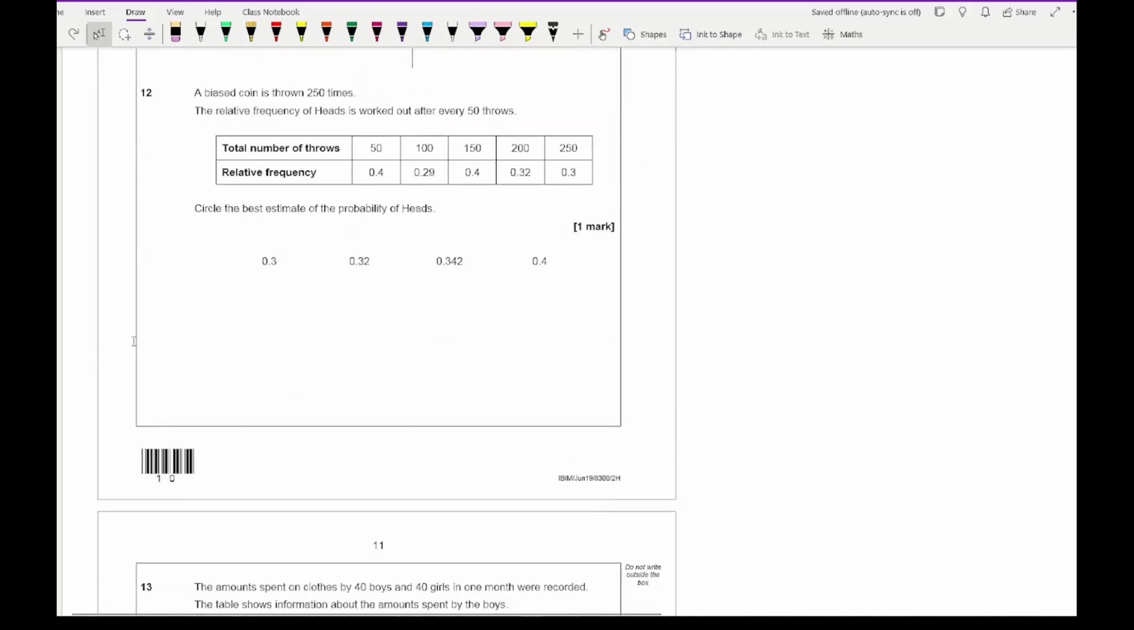Moving on to question 12, it says that a biased coin is thrown 250 times. Circle the best estimate for the probability of getting a head. Now when you're working with relative frequency, to increase the accuracy of the probability, you want to go for the maximum number of trials. So what I need to do is work out this. The relative frequency is going to be 0.3, so it's going to be our last option.